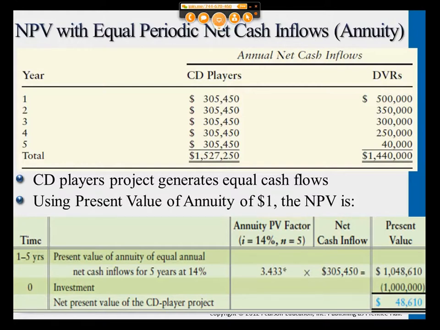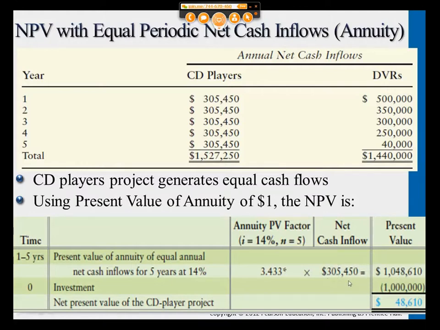So let's go through the case with the CD players. We're going to use present value of annuity at $1. So we'll calculate our net present value the following way, right? Let's learn how we calculate the left side first. We have 1 to 5 years, right? We'll identify what our time period is on the left. And then we'll see how we calculate that present value of annuity of those payments, right? So we know that it's 5 years, it's 14%. I'm going to use my table, and that's what I'm going to find in the table. I'm not going to go back to explaining the table. We've learned how to use that right now.